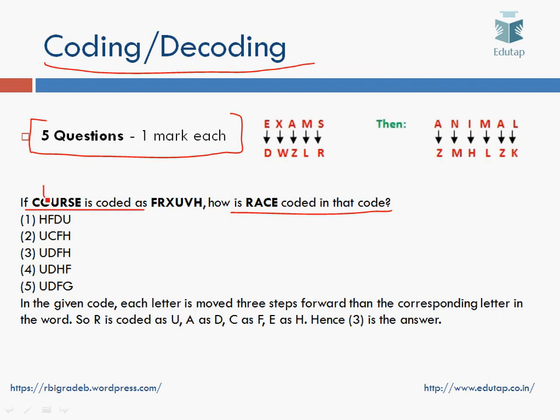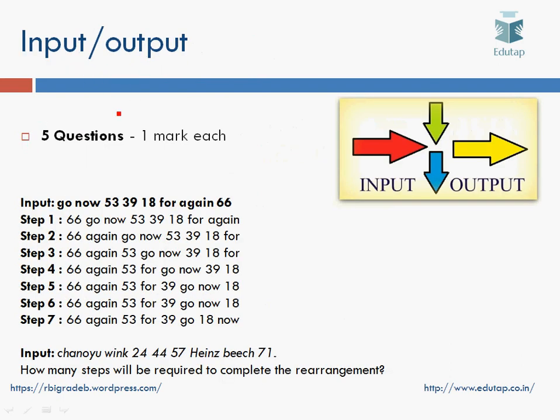Now you can see that in such a question, after C you are leaving D, E, and then you are coming to F. After O, P, Q, then you are coming to R. So you are leaving 2 alphabets and then you are coming to the 3rd alphabet. So similarly for race you have to form a similar pattern. So this is an example of coding decoding.